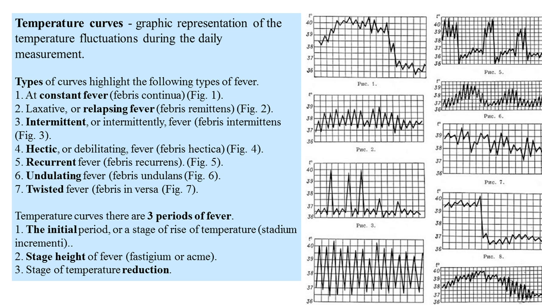Temperature curves: there are 3 periods of fever: the initial period, the stage of height of the fever, and the stage of temperature reduction. Different kinds of disorders, according to the reactivity of our organism, give us different temperature curves.